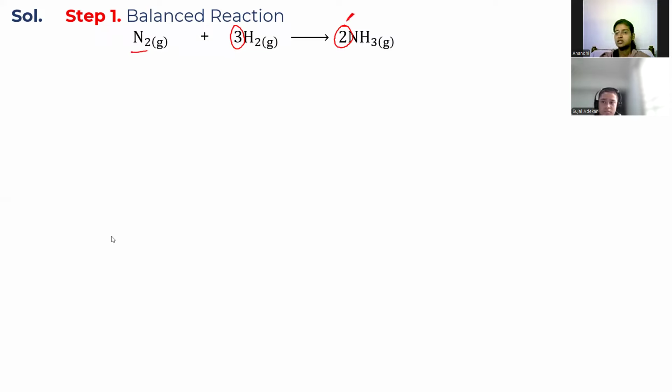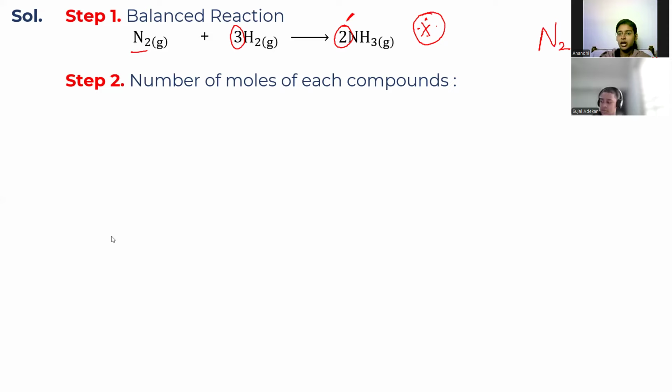Then what is step number 2? We need to find out the number of moles of each compound. So what is the formula again? Given mass divided by molar mass. What is the given mass of nitrogen? How many grams of nitrogen? The given mass was 50 kilogram, it was given in the question. And for hydrogen, it was 10. So these two pieces of information are given in the question.